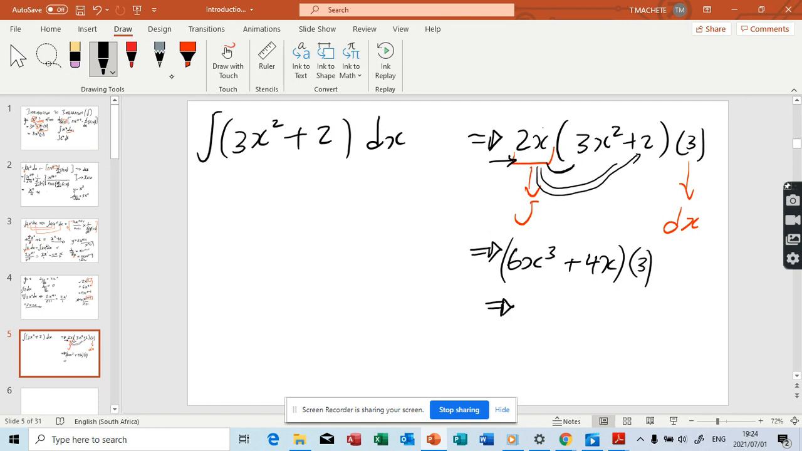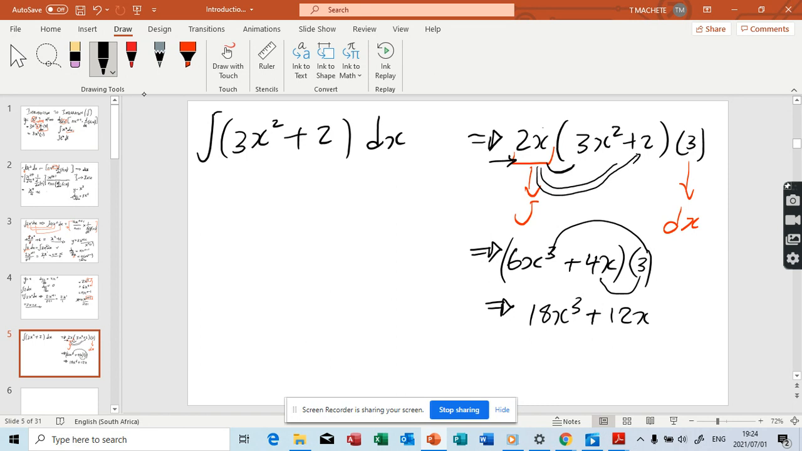So now we move to the right. We are moving from left to right, so we're going to multiply by 3 now. It's 6, sorry, let me just write the final answer. You're going to say 3 multiplied by this, and then 3 multiplied by this. So you're going to get 18x cubed plus 12x. This is your answer.